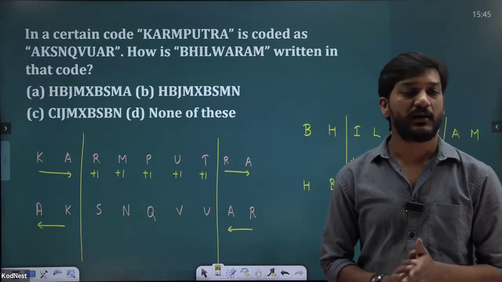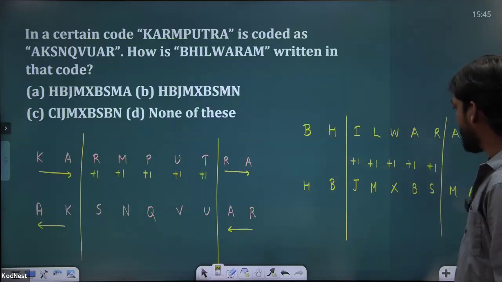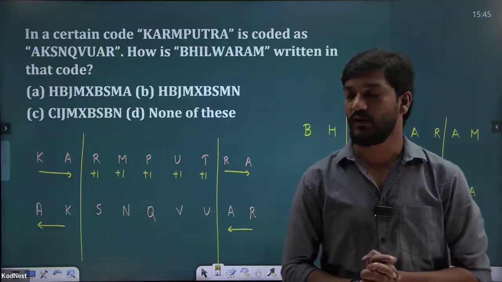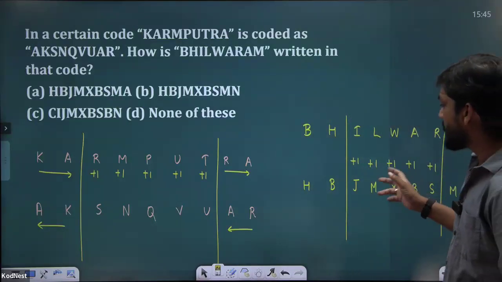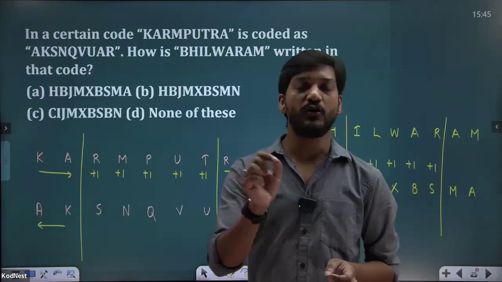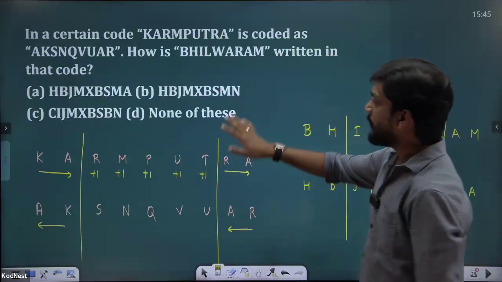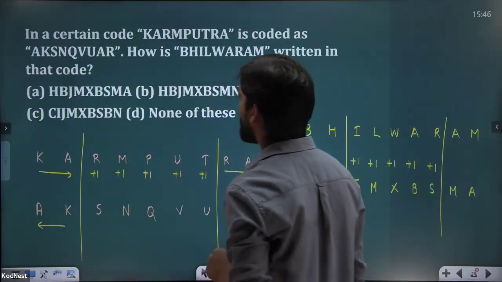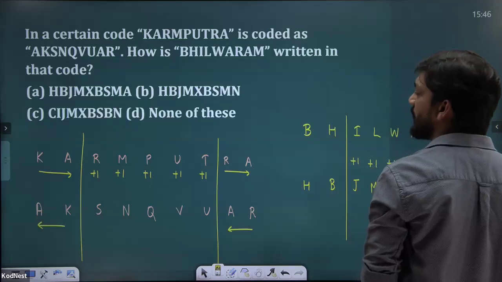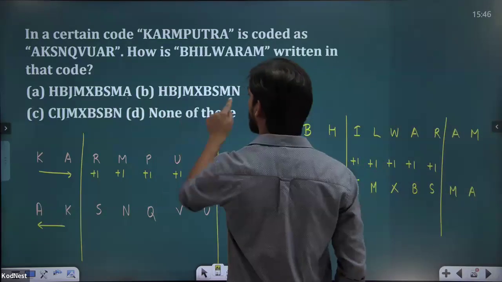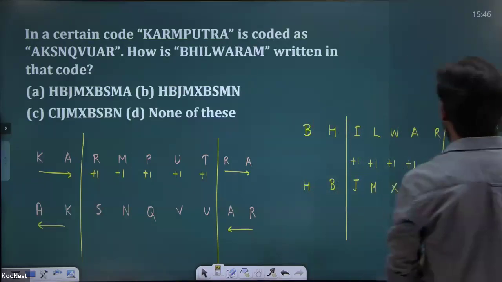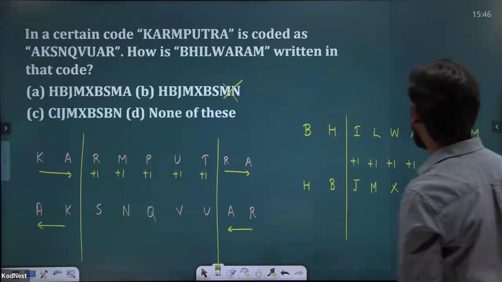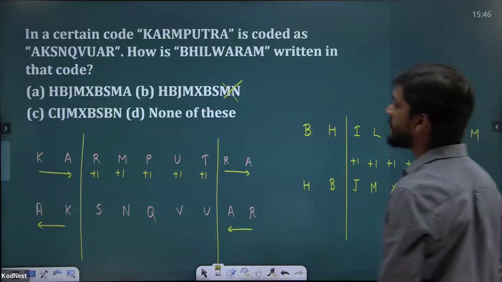Now, once you calculate the code, after that matching the options, sometimes it can be a little bit painful, because options might be having only one or two letters which are different. But here I will not say except the A and B option. Let's see HBJ, MX, BSMA. So only the last letter is different. So last letter MA, that is MN. So this is wrong. Okay, HBJ, MX, BS, MA. So yes, A option is correct.